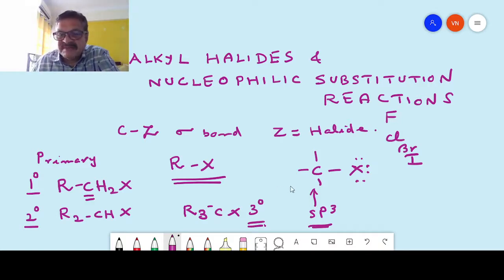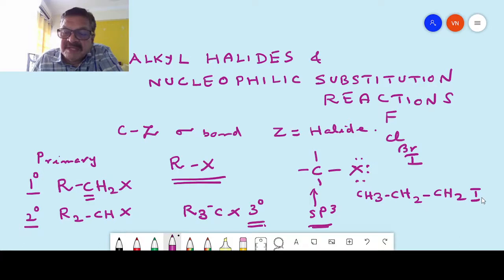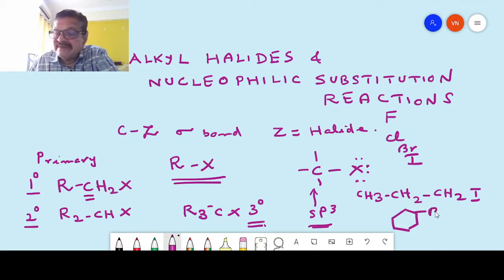Now, I can show you so many examples that we can write, like CH3 CH2 CH2I. This is a primary alkyl halide. Now a secondary alkyl halide, see, this is the secondary one. This is 1 degree, this is 2 degrees. That is primary, secondary. Then tertiary.